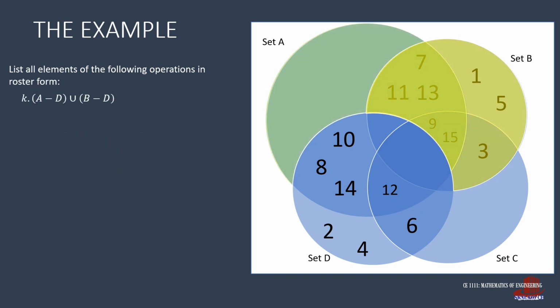Task K requires the union of the difference of sets A and D with the difference of B and D. As the two quantities have already been determined earlier, we can simply place them in the Venn diagram and take their union. That would be considering elements 1, 3, 5, 7, 9, 11, and so on. The same elements found in set B.